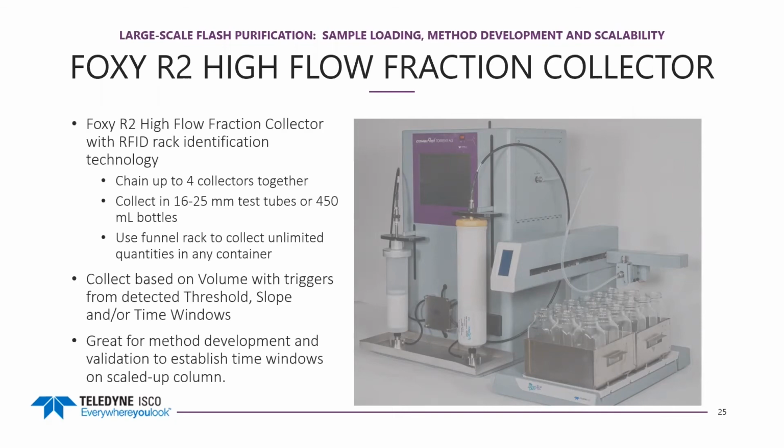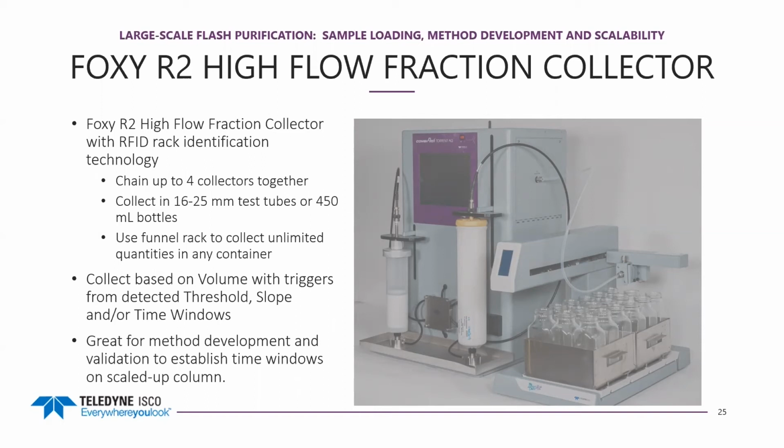And this uses the same RFID rack identification technology that we use in our other systems. The system's automatically going to recognize the rack that's on the system and set your fraction collection parameters for that rack, so you're not going to overflow the tubes or the bottles. You can also use funnel racks on these systems if you want to collect larger quantities and go into your own bottles. And you can collect based on volume with triggers, from detected thresholds, slope, or time settings from your UV vis signal or ELSD, if you have that option.